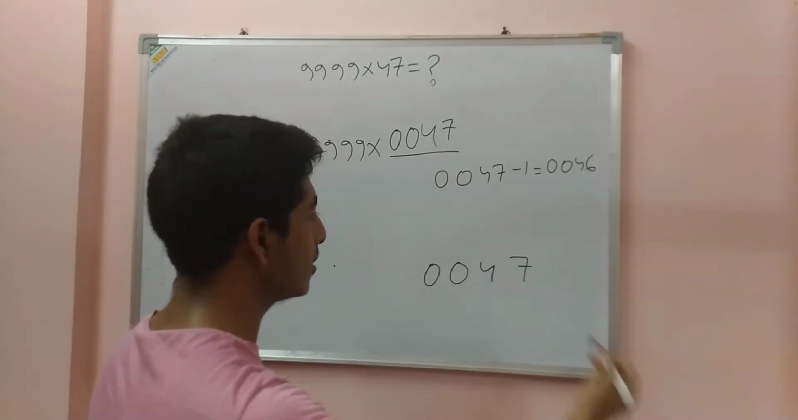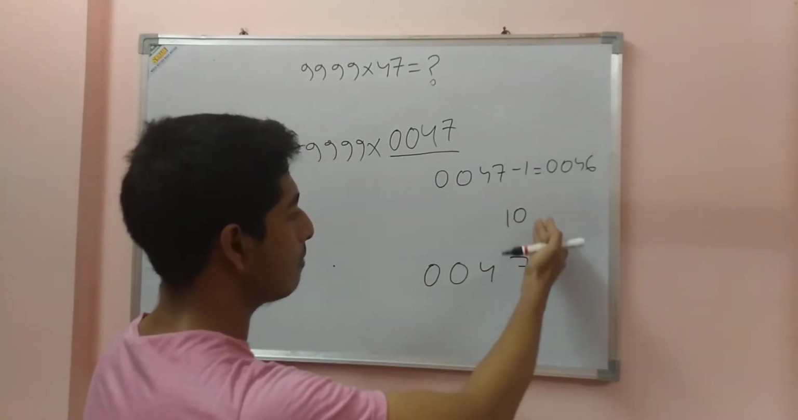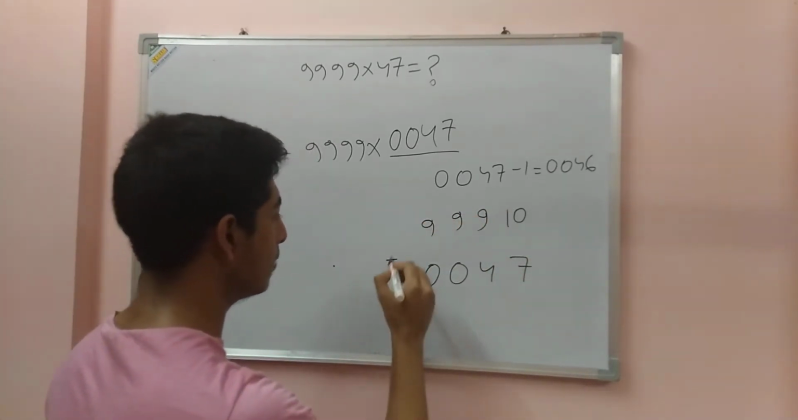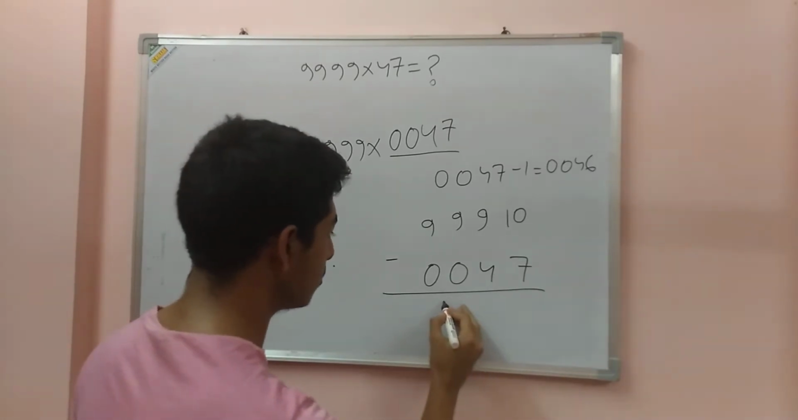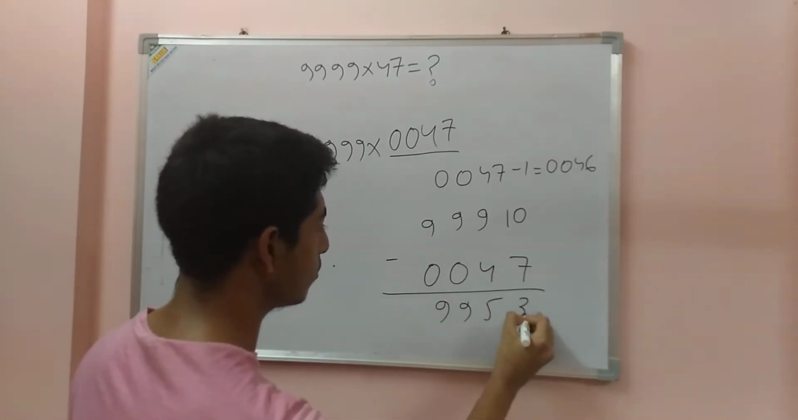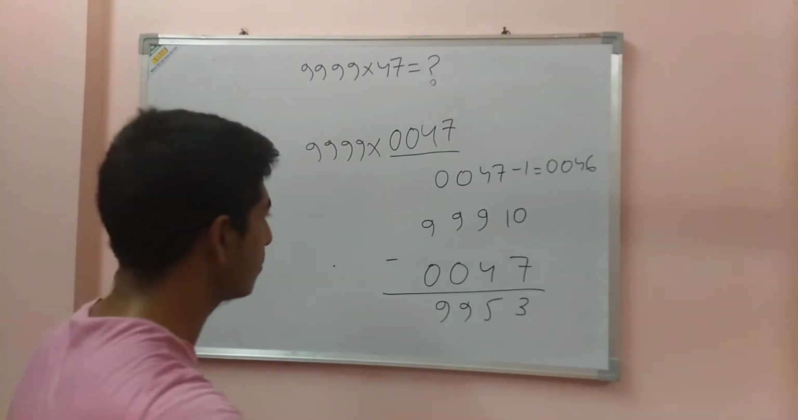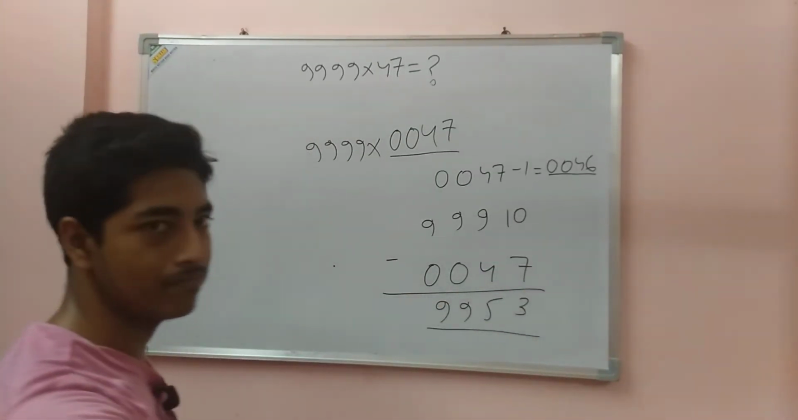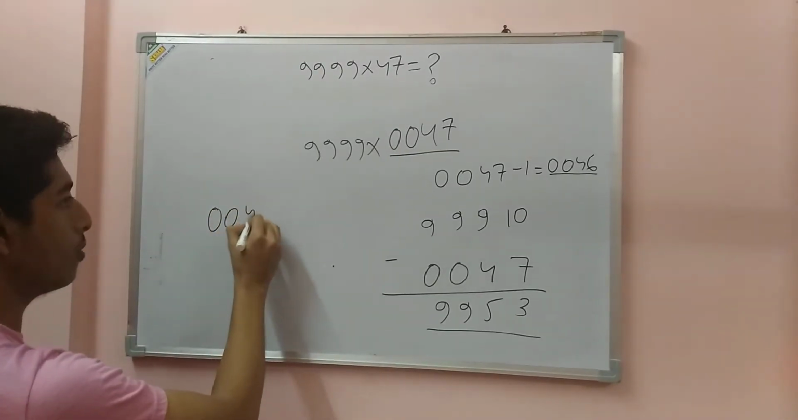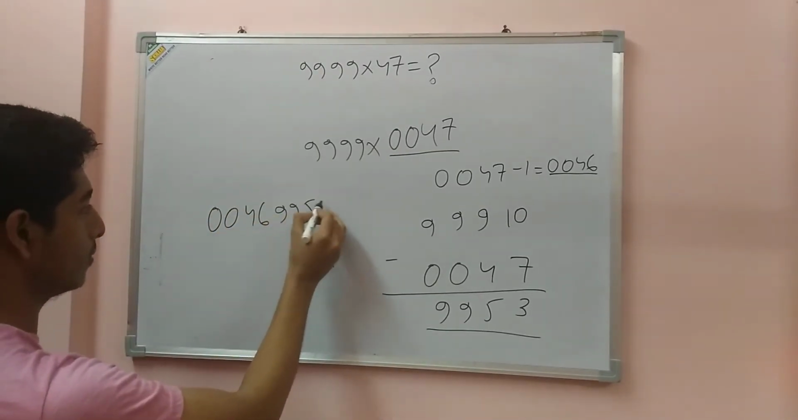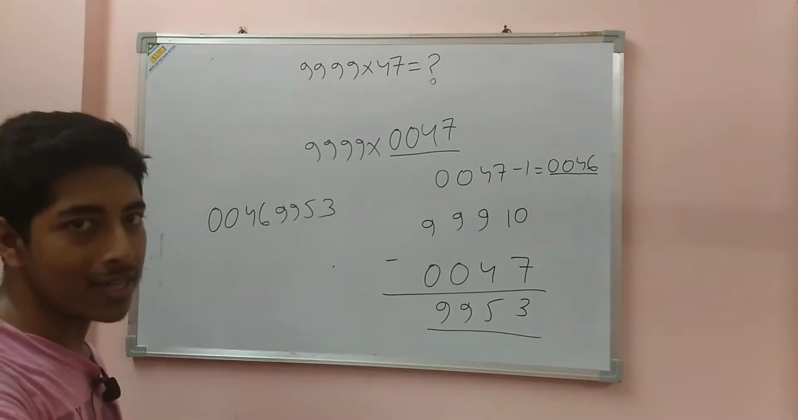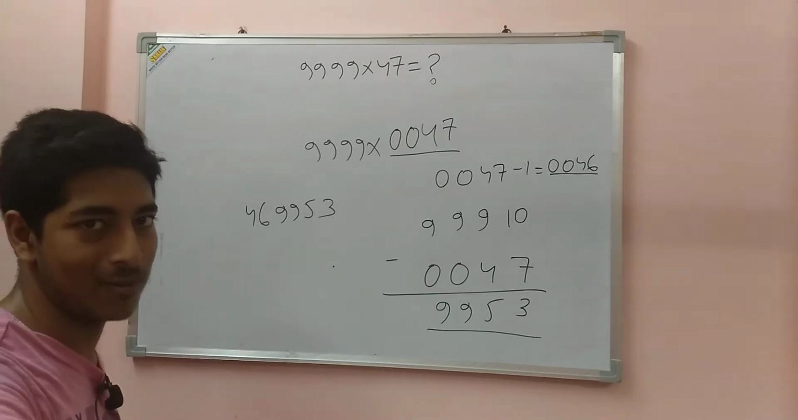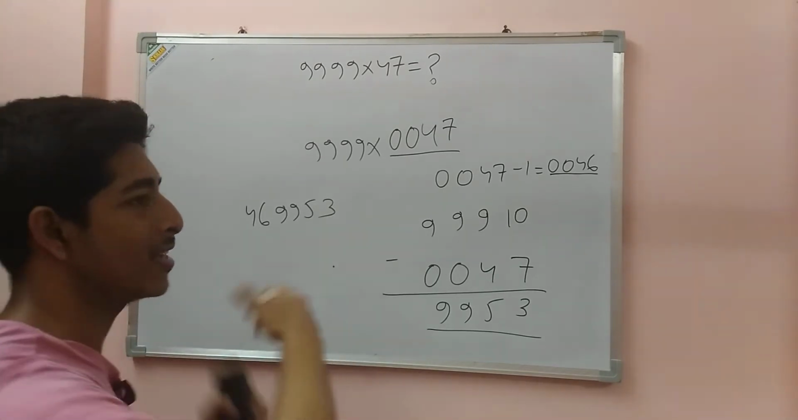All we did here was put a 10 above the last digit and put 9s above the preceding digits. Put a negative sign, and that's just normal subtraction. We have 2 9s, we have a 5, we have 3. So that's it. For our final answer, we need to combine this part with this part. That is, we have 0046 9953. And for the final answer, just cancel the zeros before the number because they don't make any sense. So this is our final answer.